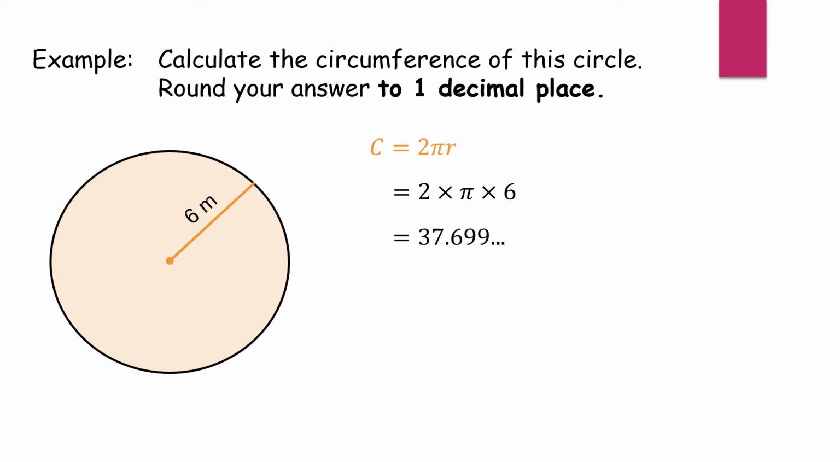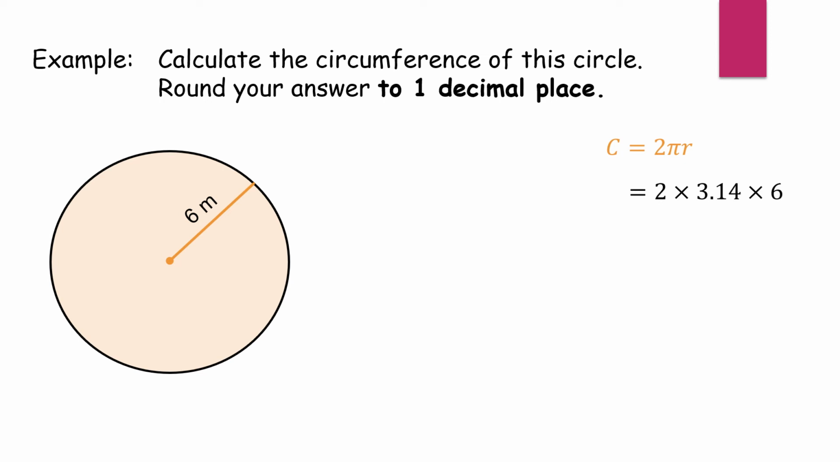37.699, and then we do the dots again to show that our answer continues on. We round it, the 9 tells us to round that 6 up to a 7, so our answer will be 37.7 meters. Now, if you don't have a scientific calculator, again, we're just going to substitute in pi equals 3.14, as well as our r equals 6.